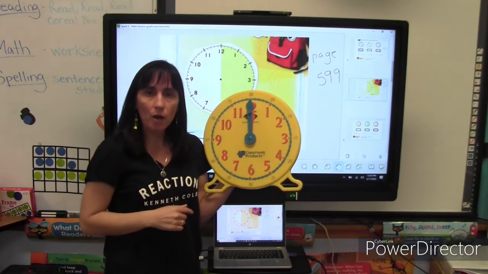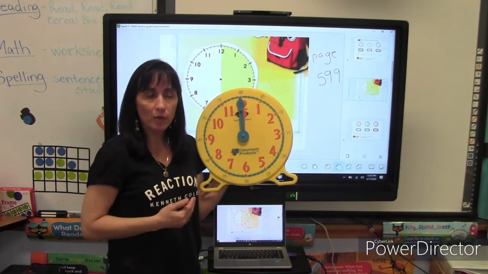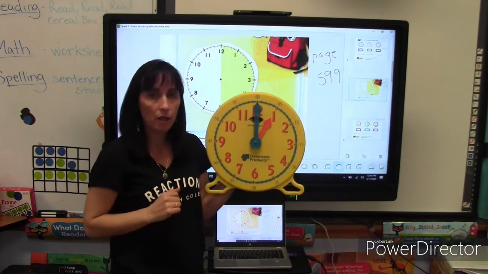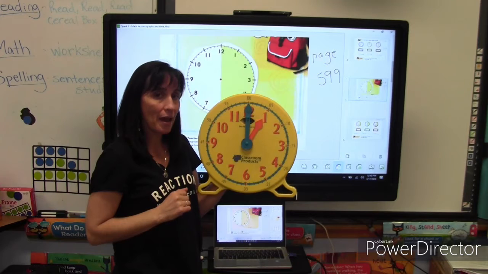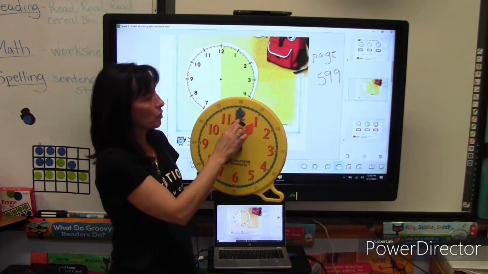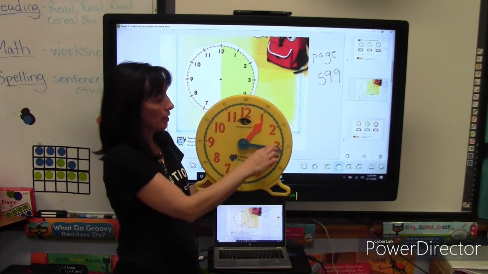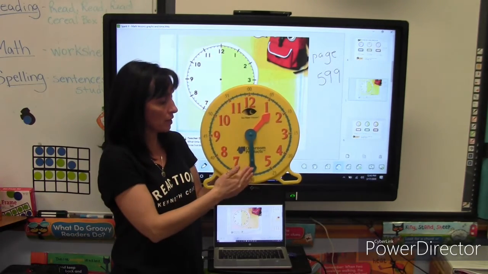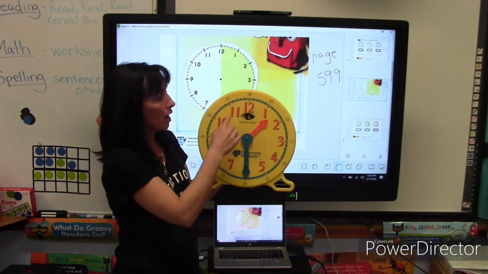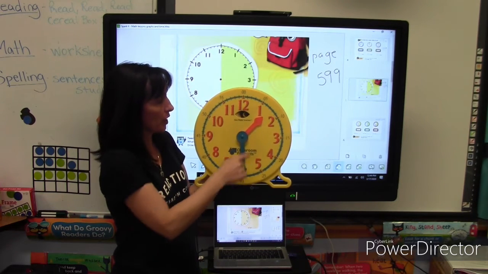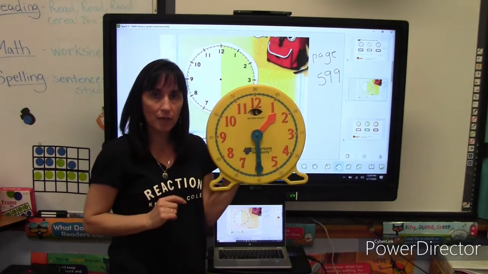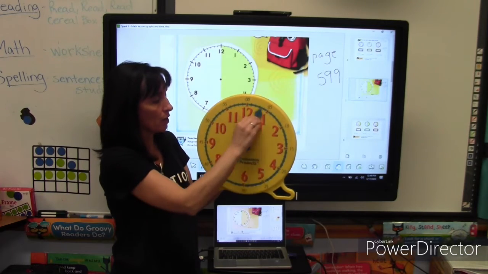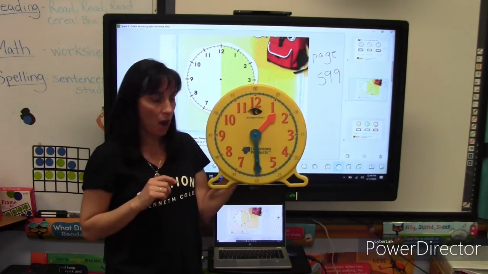Today we're going to be doing hour and half hour. Yesterday we did the hour, and we talked about the fact that every time the hand goes around the clock once, it's another hour. Today we're going to be doing half hour. So the half hour comes when that minute hand is pointed at the 6. Every time our minute hand goes down and points to the 6, it's the half hour. We refer to this as 30, so 1:30 would be the half hour after 1 o'clock. So 1 o'clock is on the hour, 1:30 is the half hour.